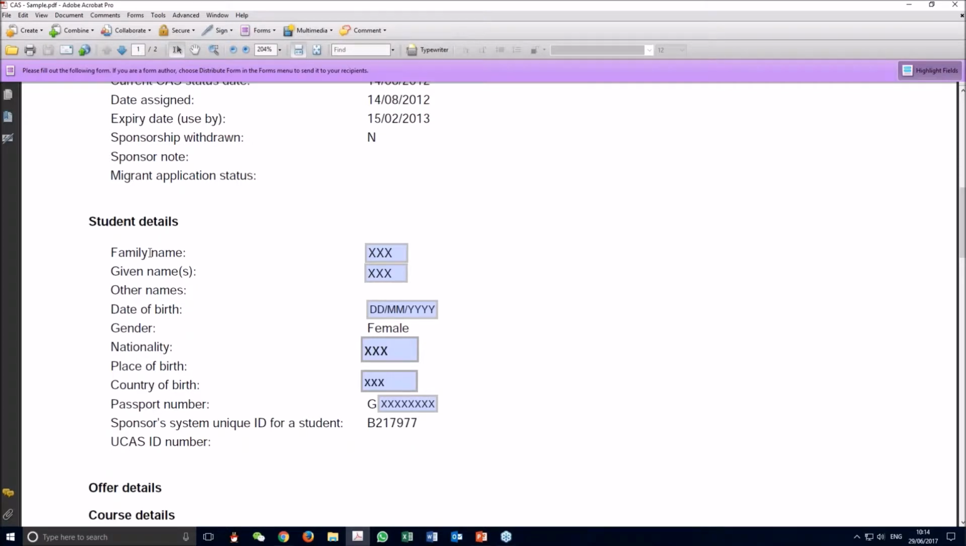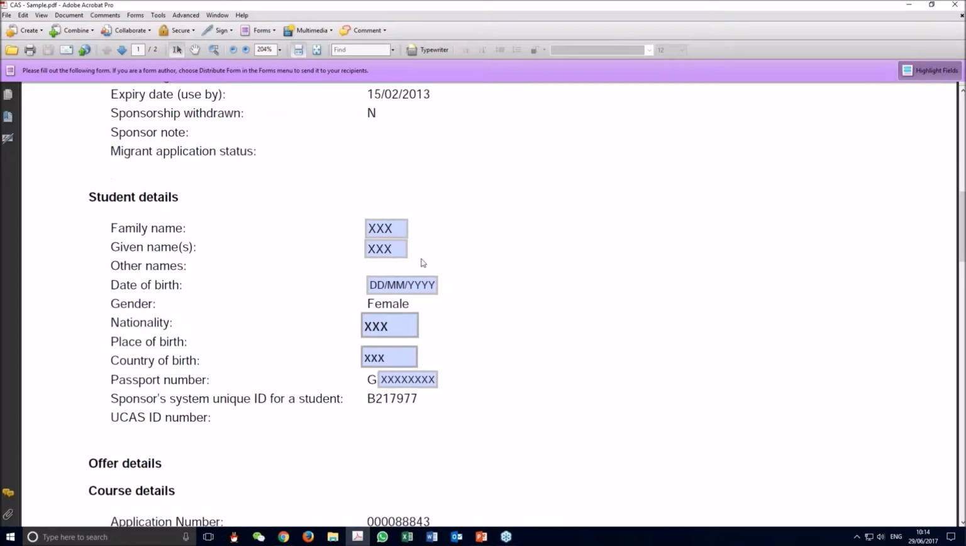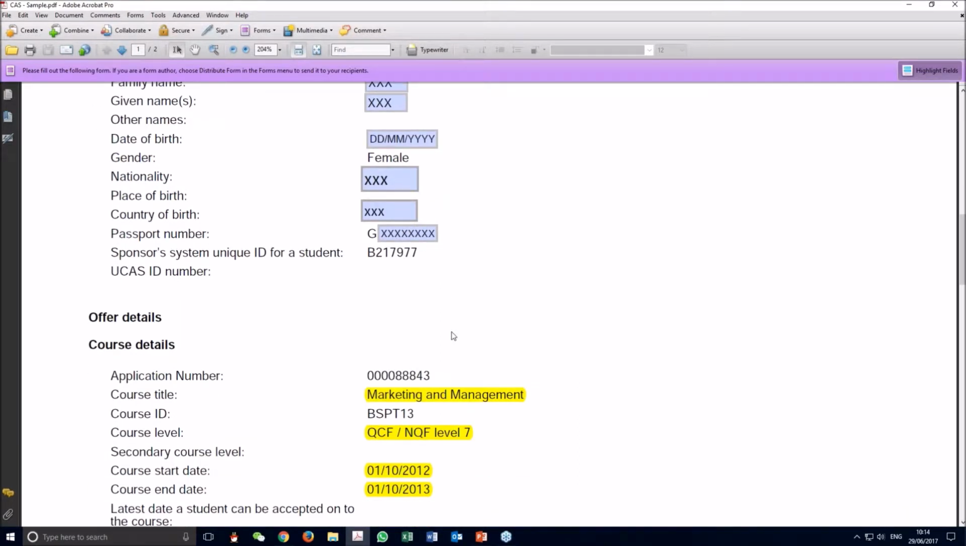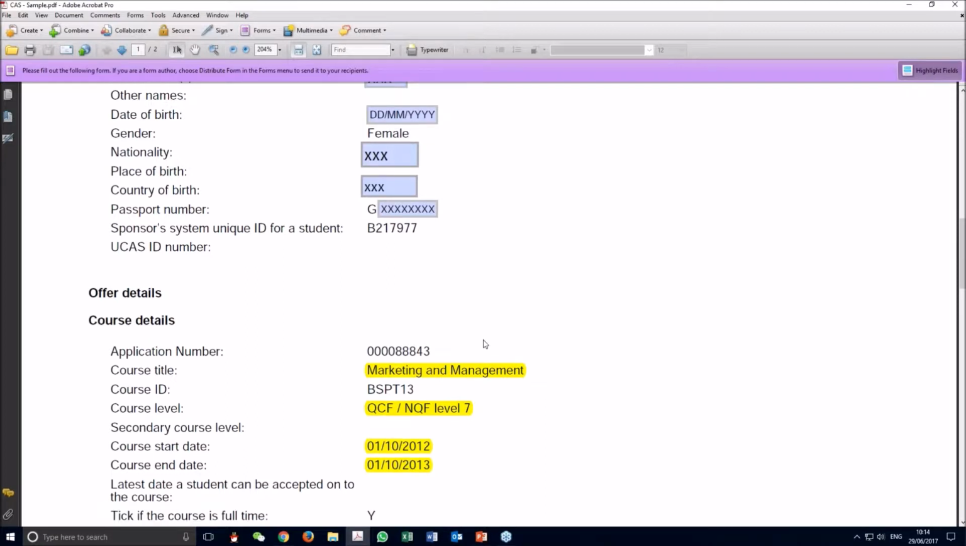The next section is student details. It's our own details. Make sure the family names, the given names, and the date of birth are spelled and recorded correctly on the CAS. If you have any problems or mistakes, you need to contact the university to get them corrected before you submit your visa application. The passport number, for example, is very important. Make sure they are all correct.